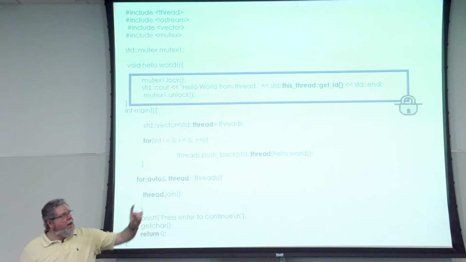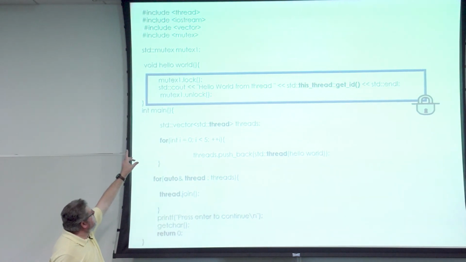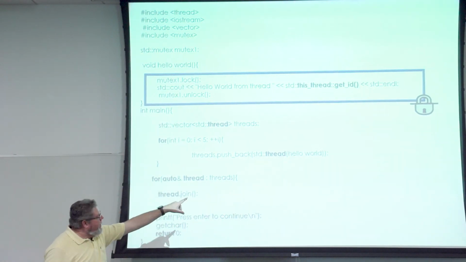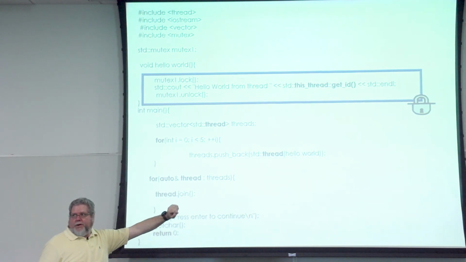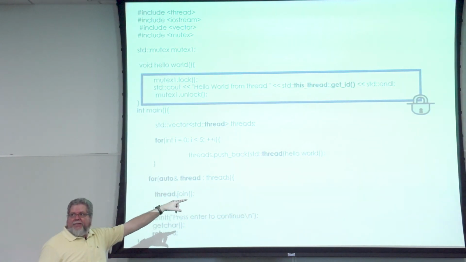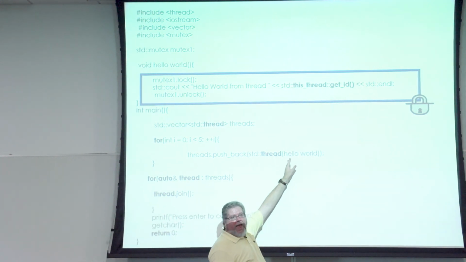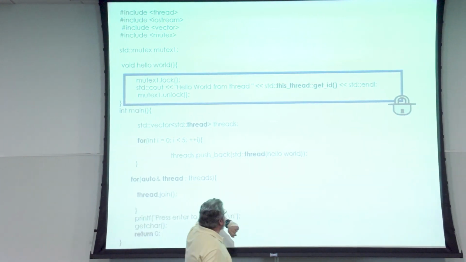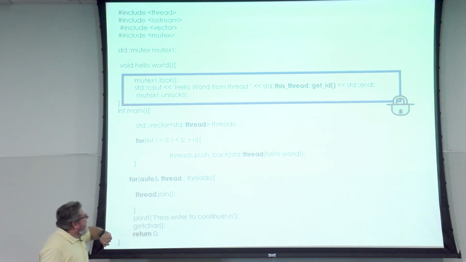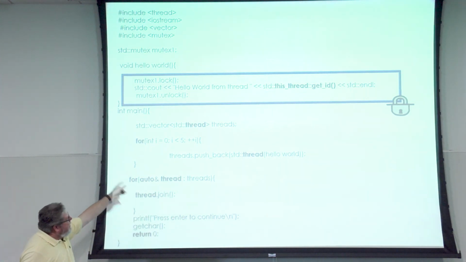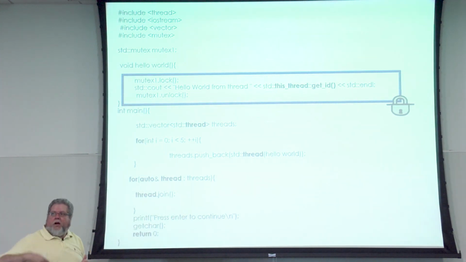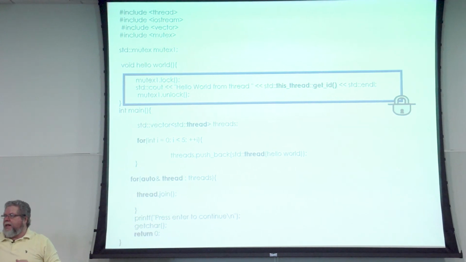Now, because I've declared my mutex to be global, I don't have to pass it via reference. If I hadn't done that, though, I would need to do that here, where I'm telling it, hey, go run this. All right? Loop through 5 times, launch 5 threads, put them all into the vector, point them all to hello world.